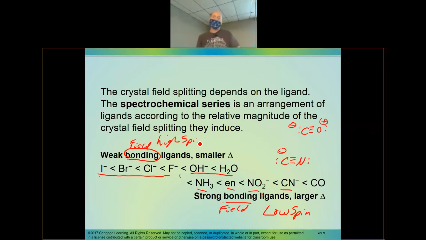Remember, it only requires one strong field ligand to be low spin. To be high spin, all of the ligands have to be weak field ligands.